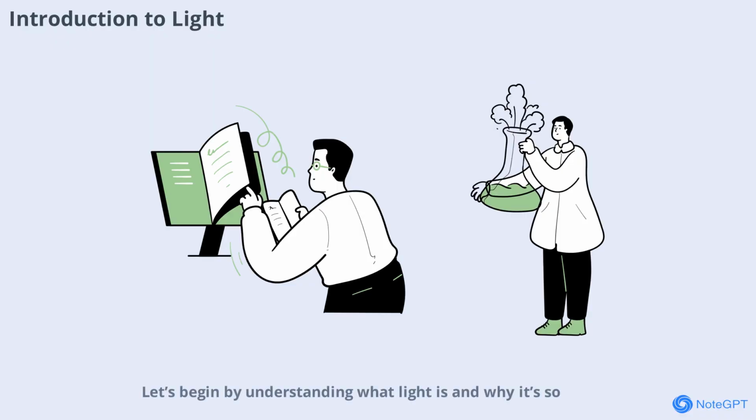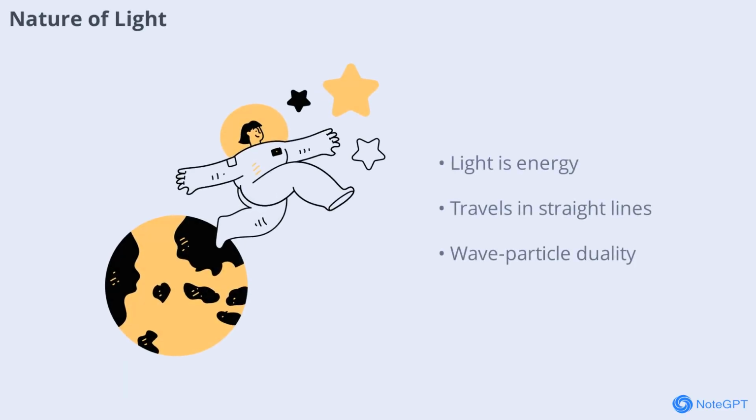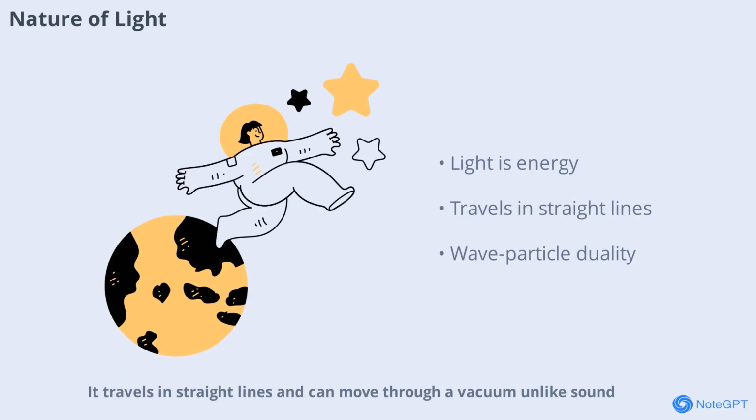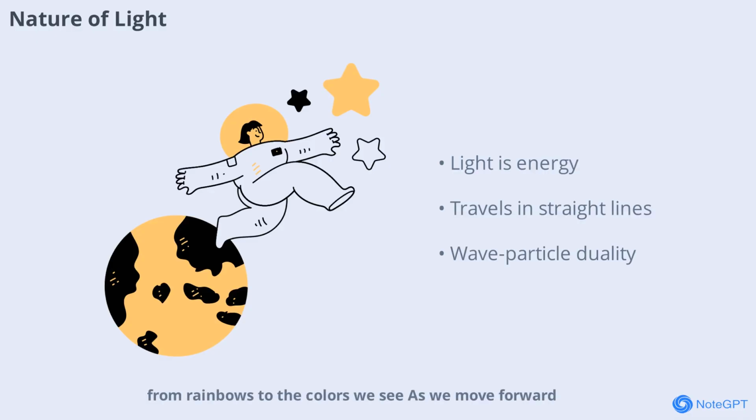Let's begin by understanding what light is and why it's so essential in our daily lives and in the world of science. Light is a form of energy that enables us to see objects around us. It travels in straight lines and can move through a vacuum unlike sound. Historically, scientists debated whether light was a wave or a particle, and today we understand it exhibits both behaviors. This dual nature is key to understanding many phenomena, from rainbows to the colors we see. As we move forward, keep in mind that light's unique properties make it one of the most intriguing topics in physics.